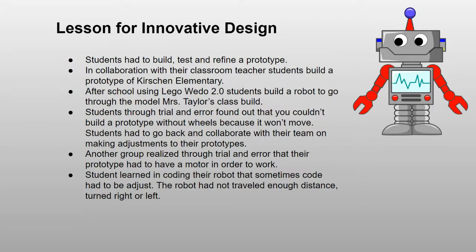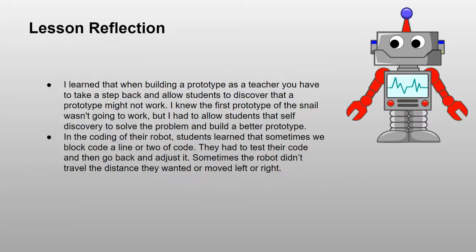This robot wouldn't travel the distance they wanted it to travel, or the robot didn't turn left or didn't turn right, and they had to go back and readjust their code. After teaching the lesson, I reflected and I learned that when you build a prototype as a teacher, you sometimes have to take a step back and allow your students to discover that a prototype might not work. I knew the first prototype of the snail wasn't going to work, but I had to allow the students to self-discover to solve the problem and build a better prototype.